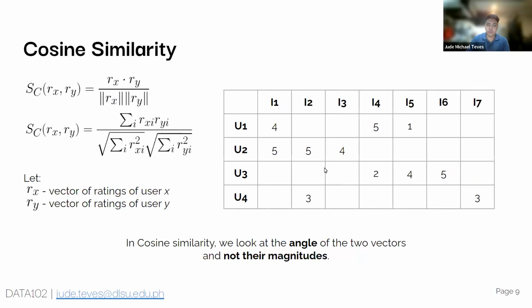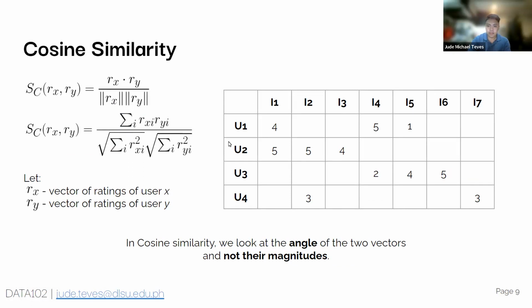Another metric that we could use is cosine similarity. In cosine similarity, we are looking at the angle of the 2 vectors and not their magnitudes. There's a formula for cosine similarity, and we'll be using R sub x and R sub y here. R sub x is the vector of ratings of user x, R sub y is the vector of ratings of user y, and R sub x times R sub y over the magnitude of R sub x times the magnitude of R sub y is your cosine similarity.